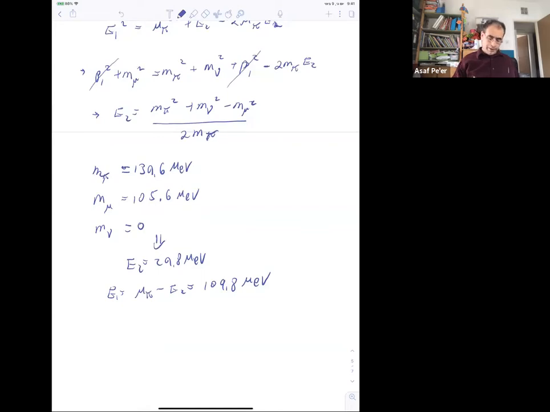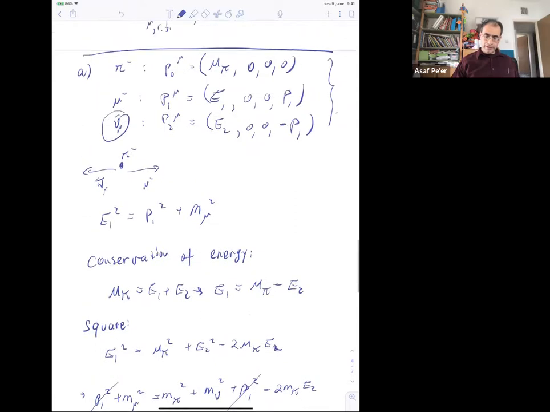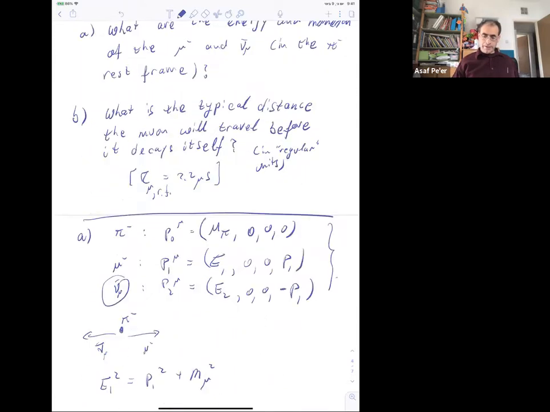What about part B now? Part B says, what is the typical distance the muon will travel before it decays itself? I actually give you the lifetime of the muon in the rest frame, so it's 2.2 microseconds.